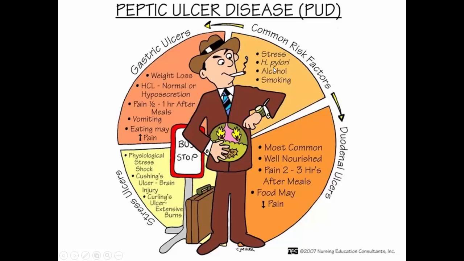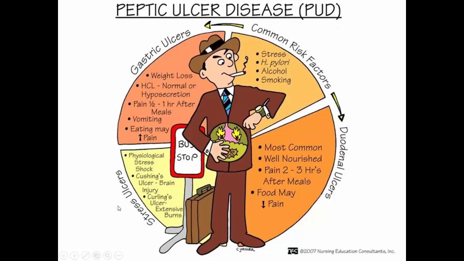Again, stress, H. pylori, alcohol and smoking. Duodenal ulcer pain is more commonly 2 to 3 hours after a meal. The food decreases the pain. It is more common in well-nourished patients.